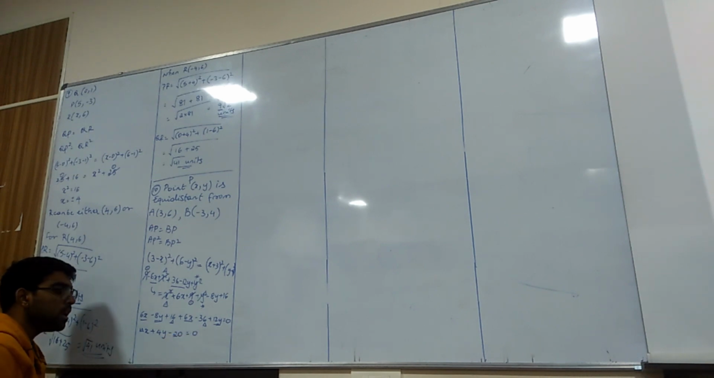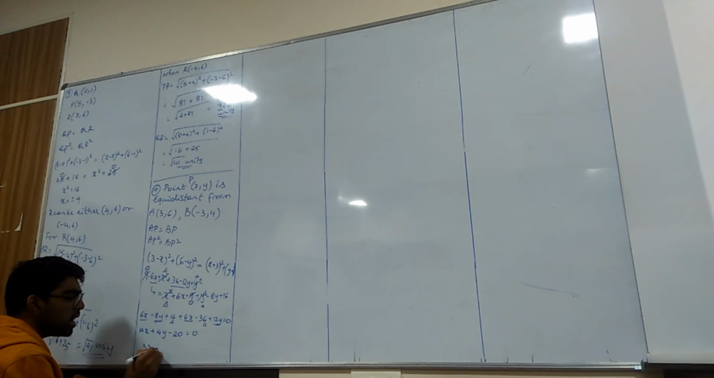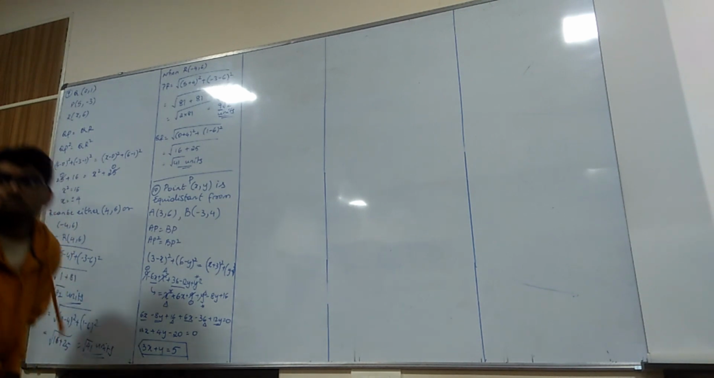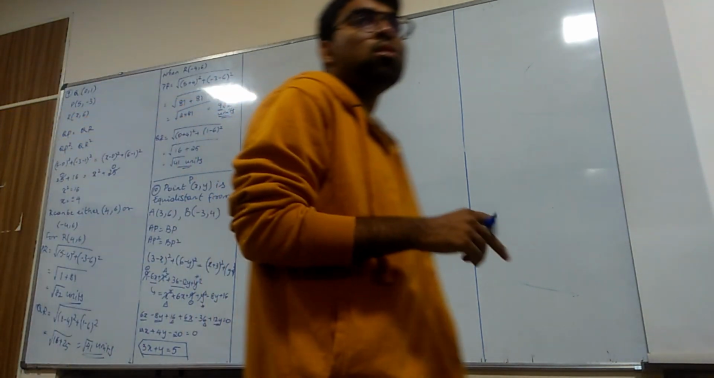This I can further write it as, how can I write? Divide the entire term by 4. 3x plus y is equal to 5. Right? Simplest form, sir. You know the 3 tables, sir? Then you can do it closer. Doubt?